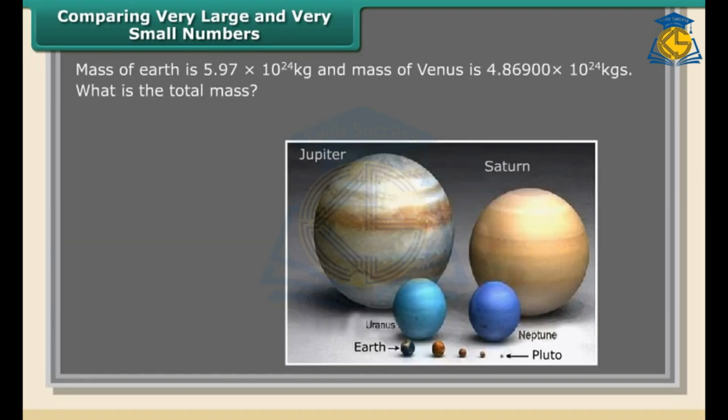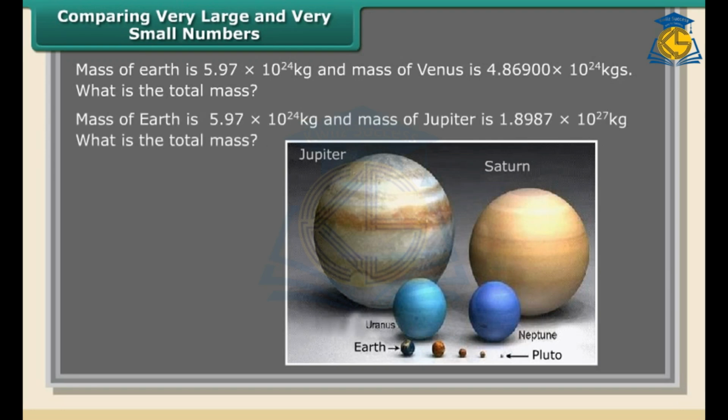Mass of Earth is 5.97 into 10 raised to the power 24 kilogram, and mass of Venus is 4.86900 into 10 raised to the power 26 kilograms. What is the total mass? Mass of Earth is 5.97 into 10 raised to the power 24 kg, and mass of Jupiter is 1.8987 into 10 raised to the power 27 kgs. What is the total mass?